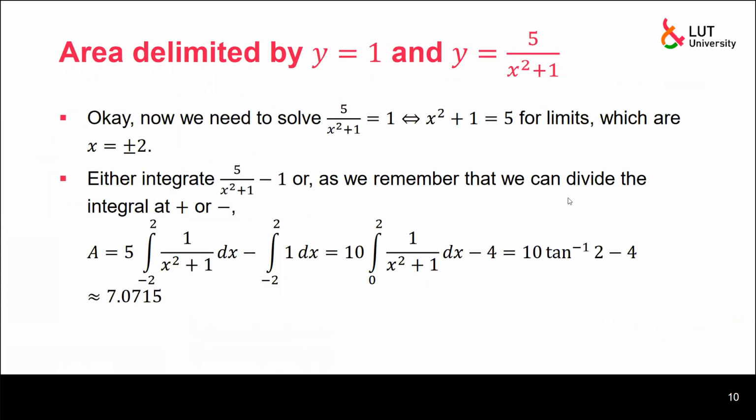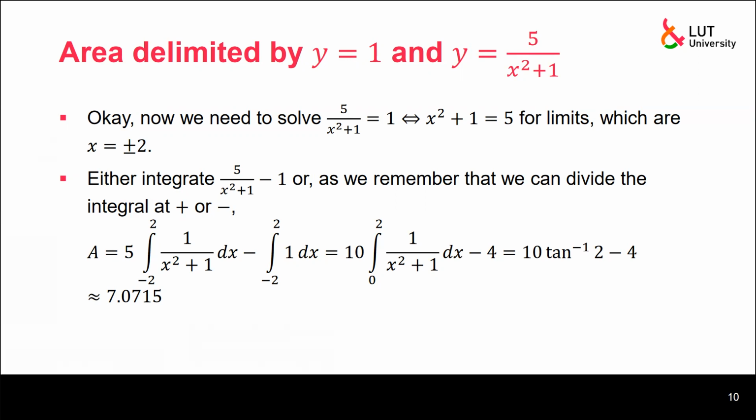Okay, then the different thing: we have y equals 1, a constant function, and then some function of y. So now we need to find the intersection of these functions. Previously the axis is essentially the function y equals 0. That's the definition of the x-axis. We could have also two functions. So how do we do this?